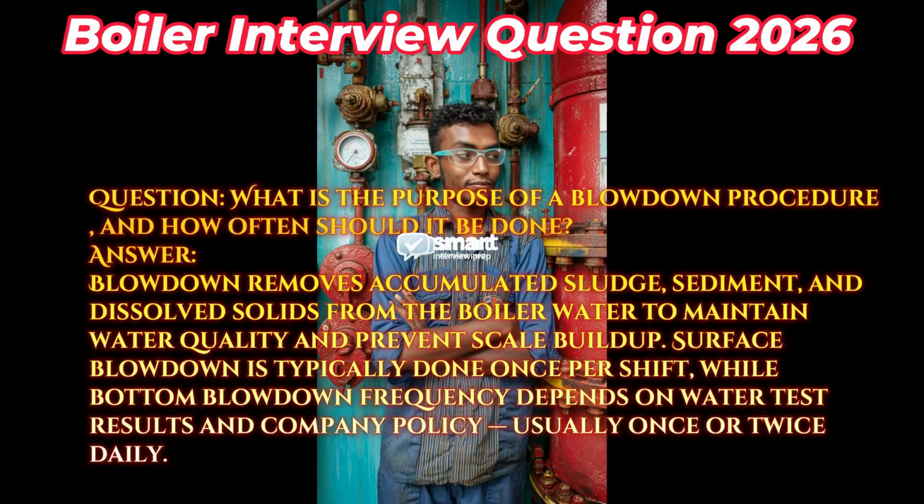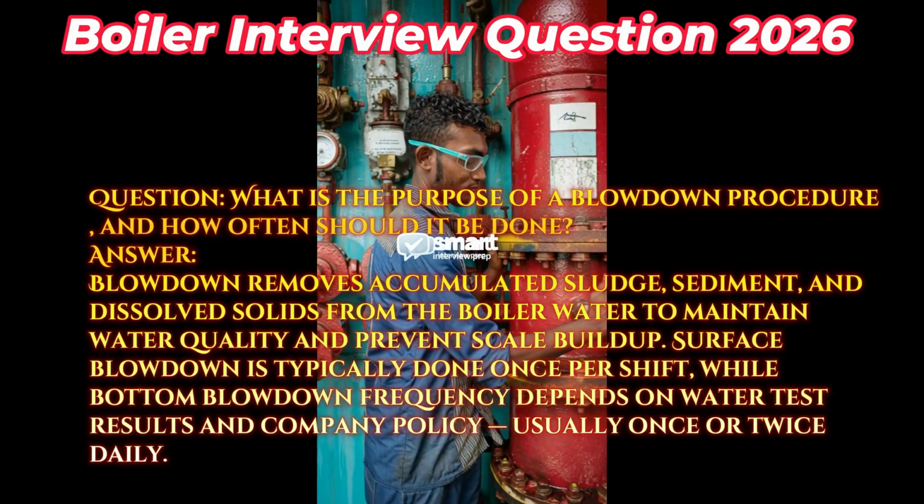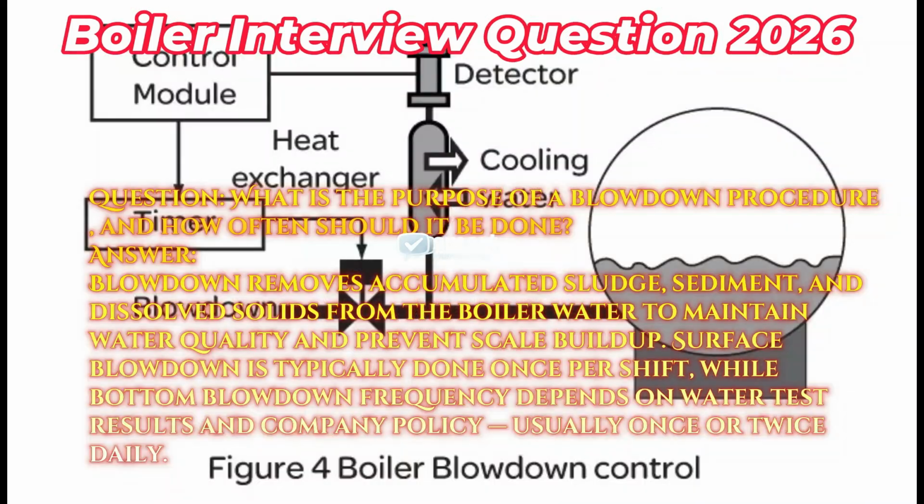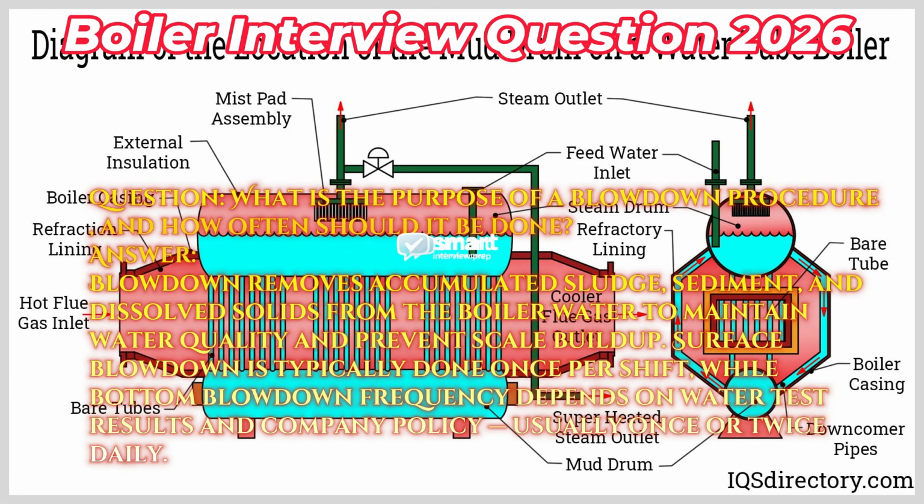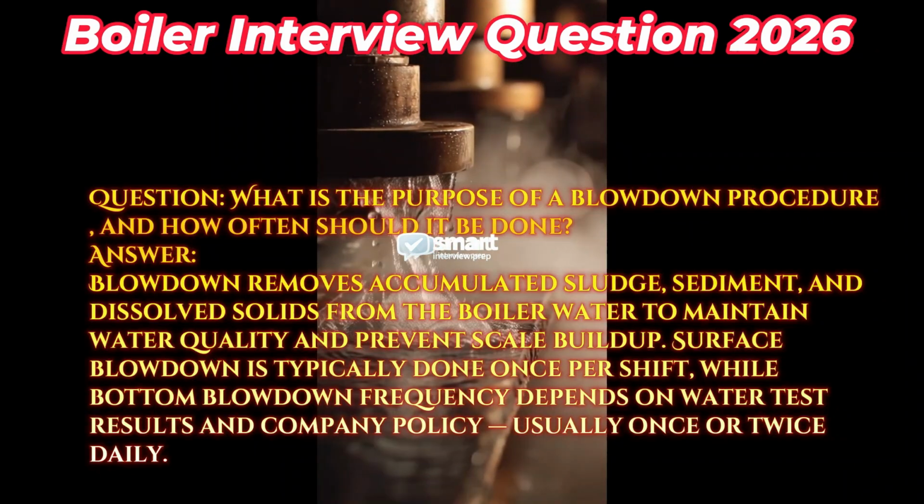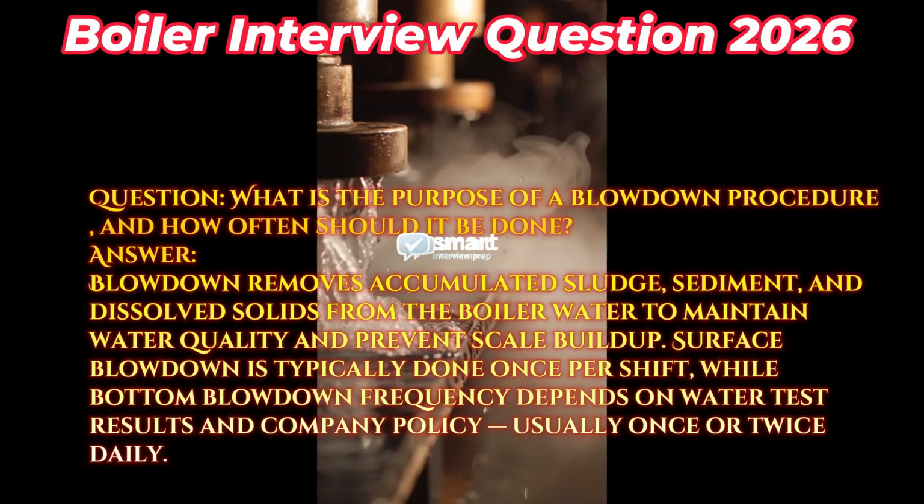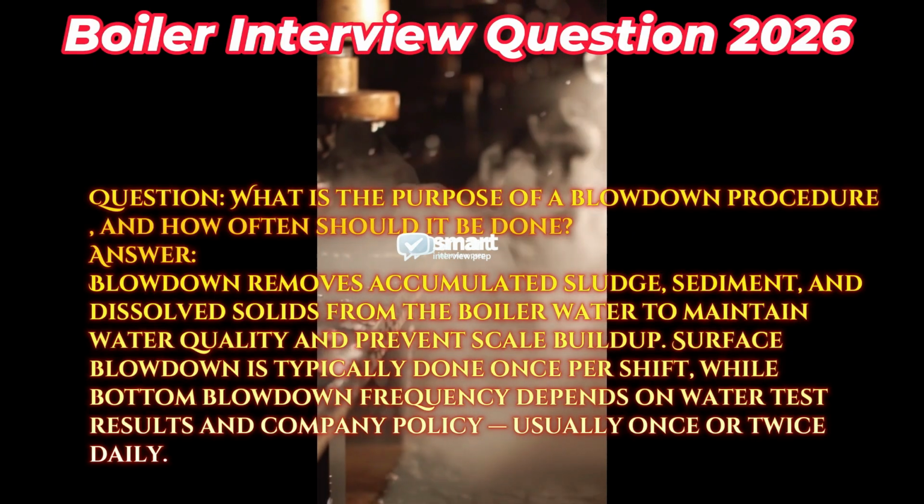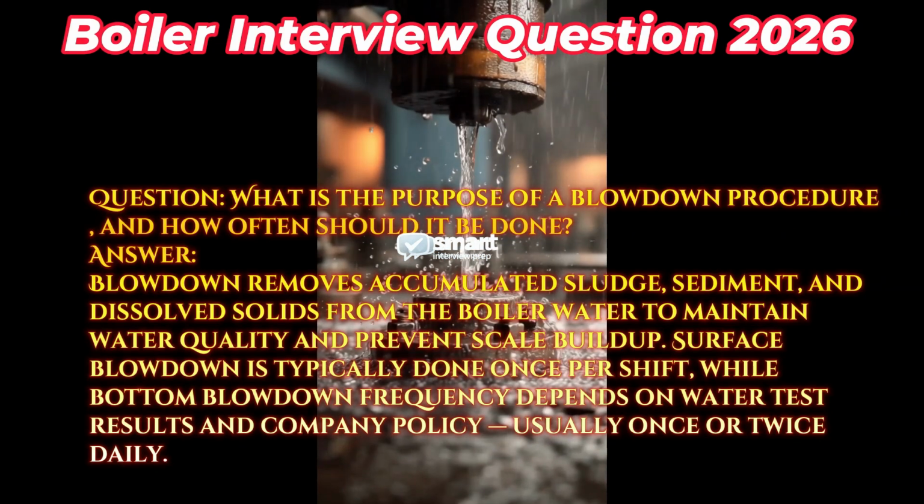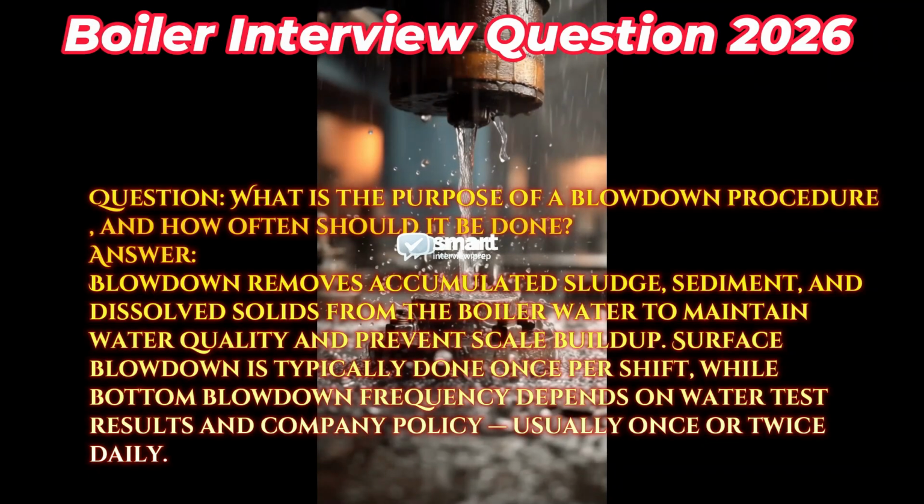Question: what is the purpose of a blowdown procedure and how often should it be done? Answer: blowdown removes accumulated sludge, sediment, and dissolved solids from the boiler water to maintain water quality and prevent scale buildup. Surface blowdown is typically done once per shift, while bottom blowdown frequency depends on water test results and company policy, usually once or twice daily.